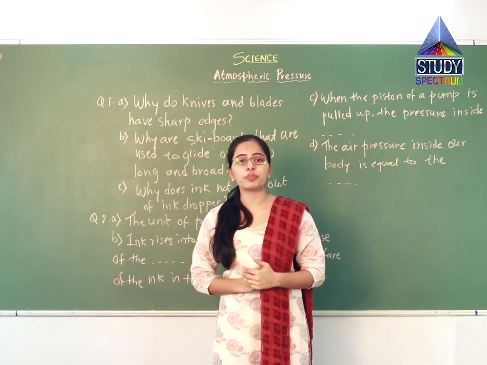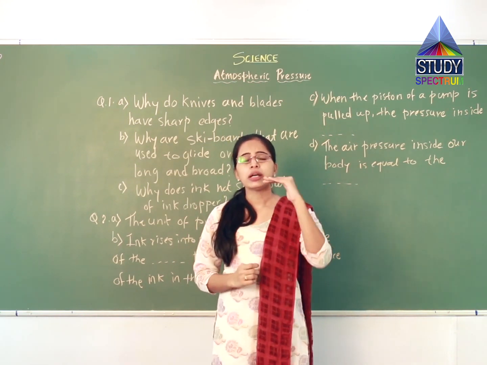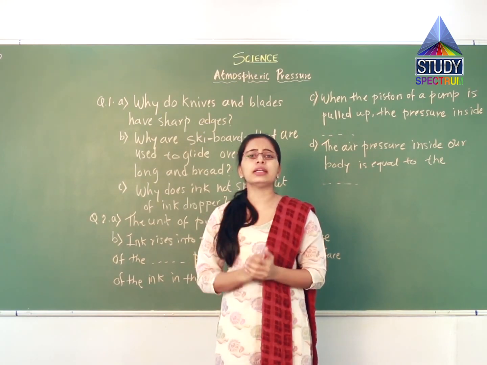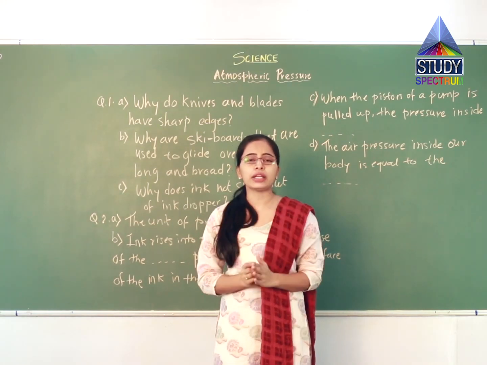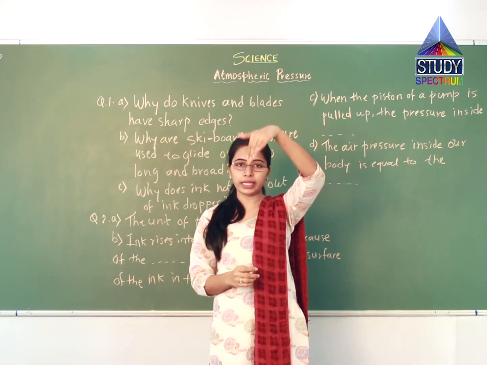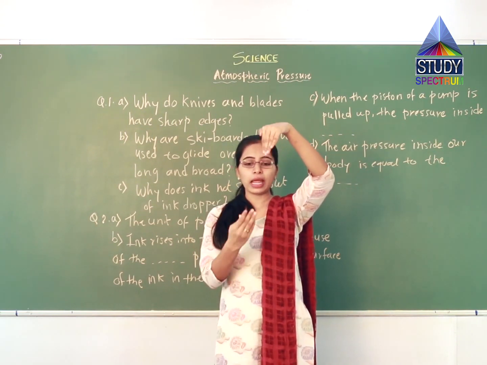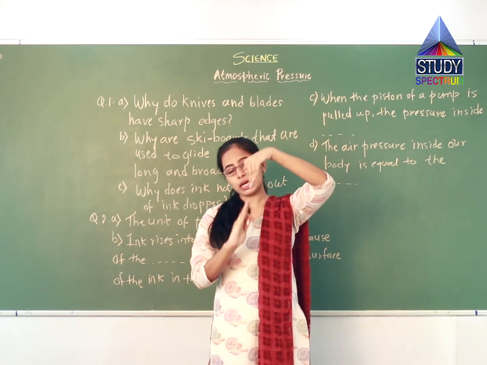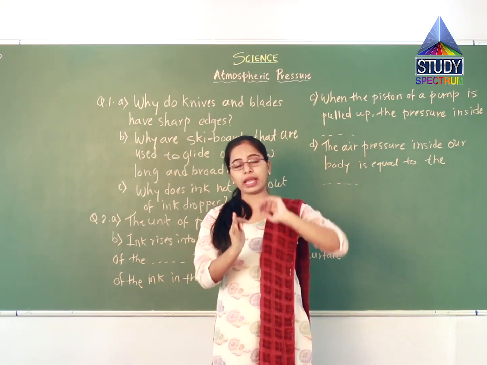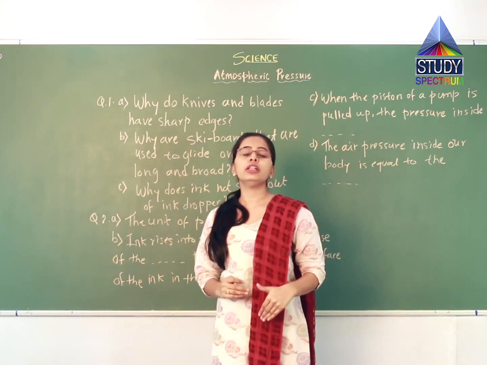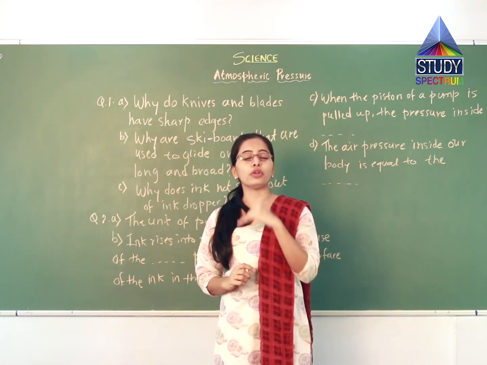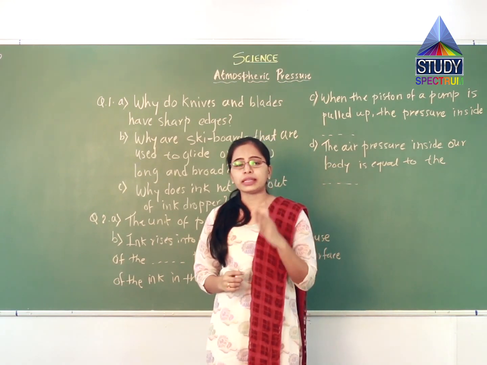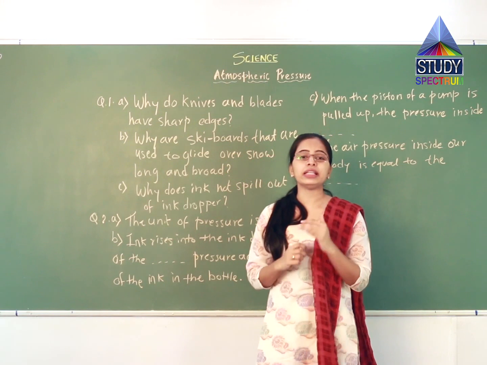Ink does not spill out of an ink dropper because the pressure inside and the external atmospheric pressure are equal. Meaning the pressure inside the ink dropper and the pressure acting on the mouth of the ink dropper are equal and opposite. So they cancel each other and the ink will not spill out. Meaning it will not come out of the ink dropper.